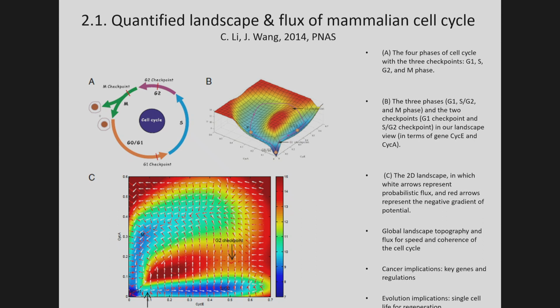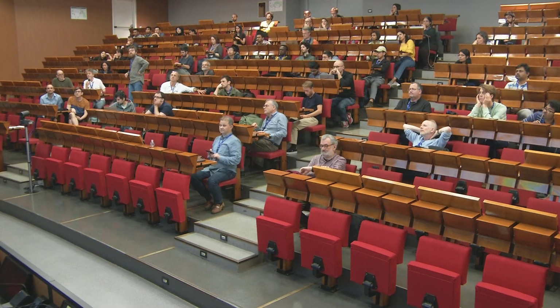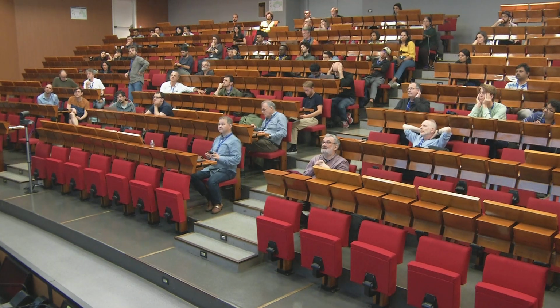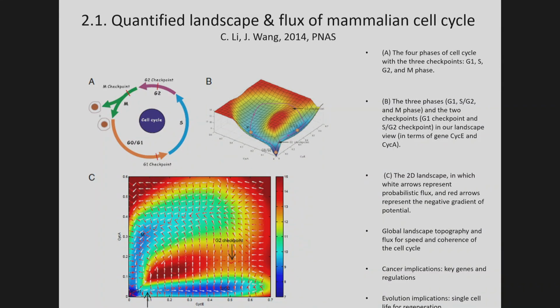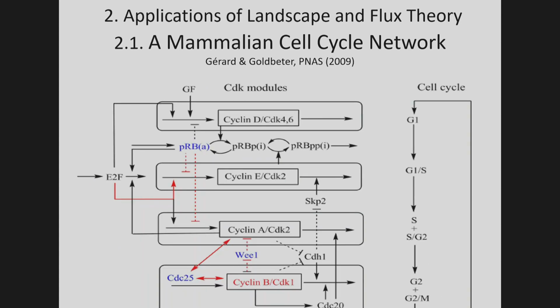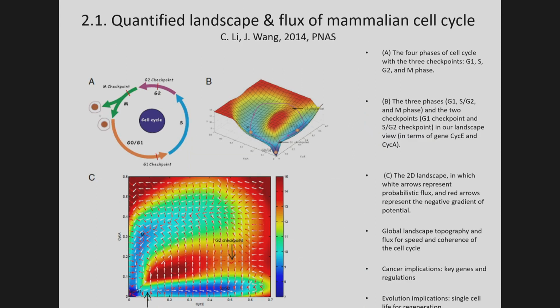Question. I can't read, what are the axes there? The two axes are the two gene expressions, CDK1 and CDK. It's actually here. And where is that minimum? The minimum is essentially the G1, G0 state in the cell cycle. Yeah.